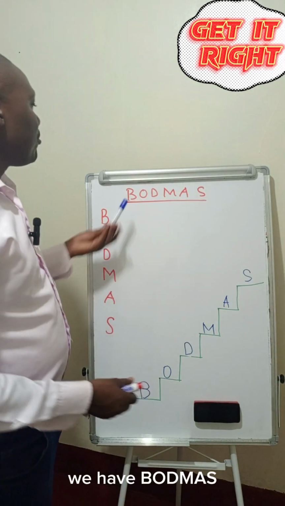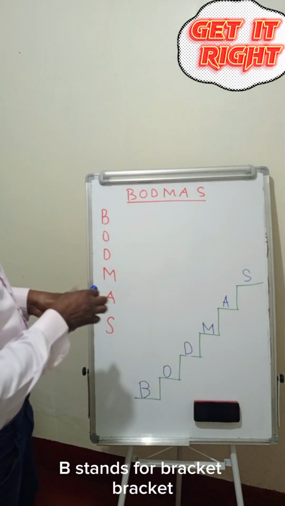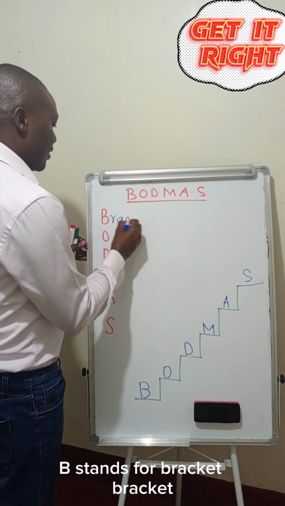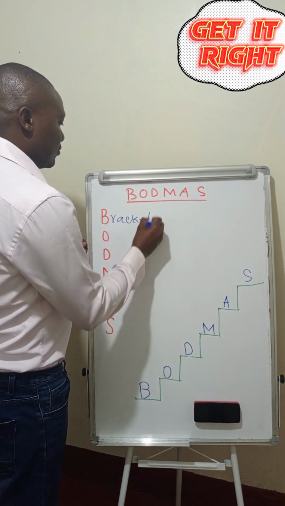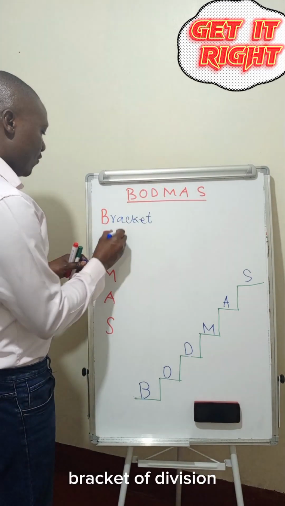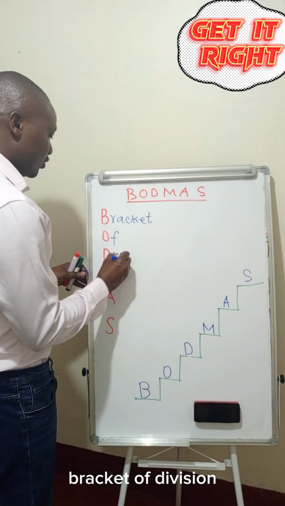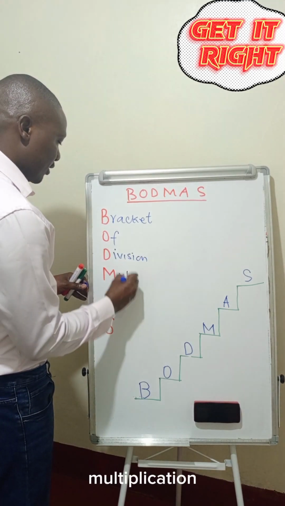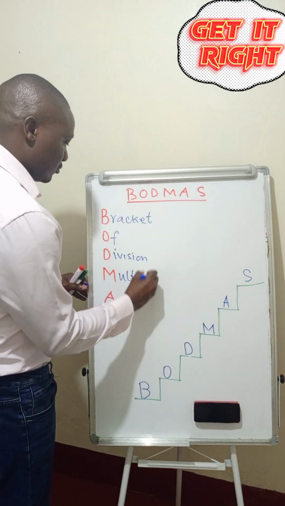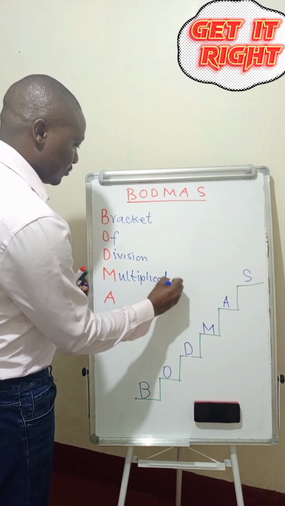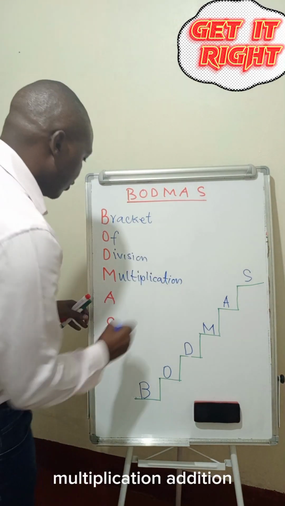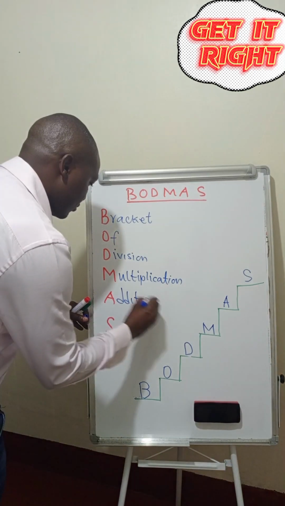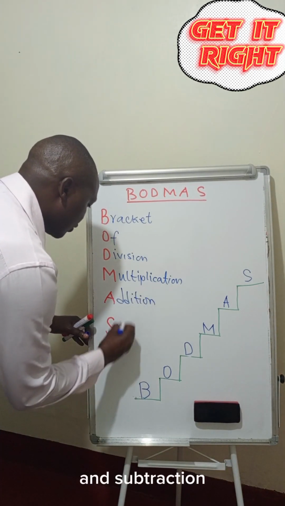Look at this. We have Bodmas. B here stands for bracket. Bracket, of, division, multiplication, addition, and subtraction.